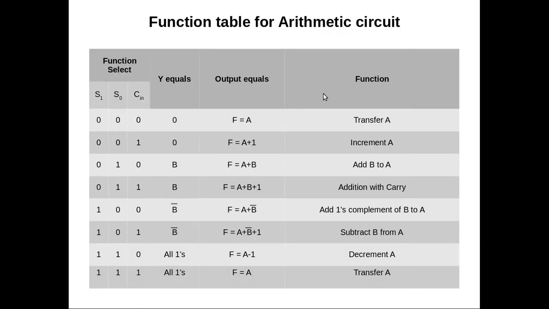Then this is the function table. When 0, 0, 0, y is equal to 0 and f is equal to a, that is, transfer a. 0, 0, 1, f is equal to a plus 1, or increment a. 0, 1, 0, add b to a. 0, 1, 1, addition with carry. 1, 0, 0, add 1's complement of b to a. 1, 0, 1, subtract b from a. 1, 1, 0, f is equal to a minus 1, or decrement a. 1, 1, 1, all 1. Then f is equal to a, that is again transfer a. This is the function table for our previously designed arithmetic circuit.